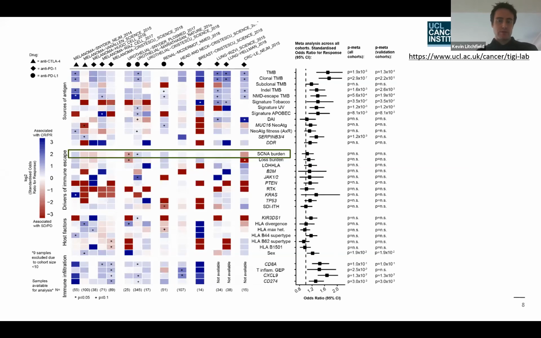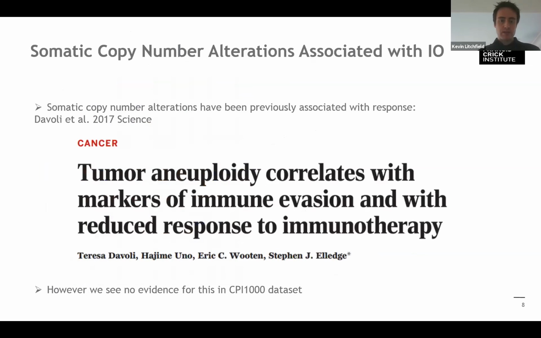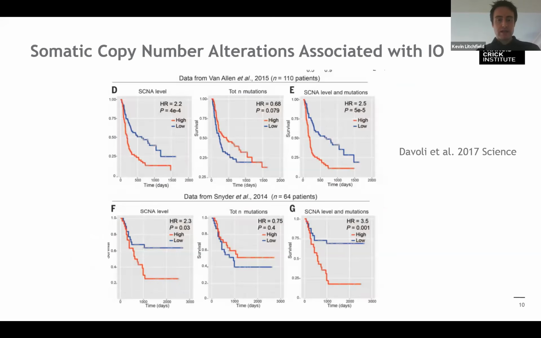So for example, the burden of somatic copy number alterations. This was previously published in 2007 in Science, where tumor aneuploidy was shown to correlate with a reduced response to immunotherapy. And so we investigated this biomarker in particular. You can see here some of the prior literature that shows clearly patients with a higher copy number burden have a reduced survival on checkpoint inhibitor treatment across multiple different studies.